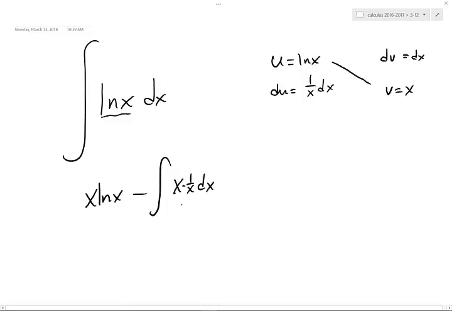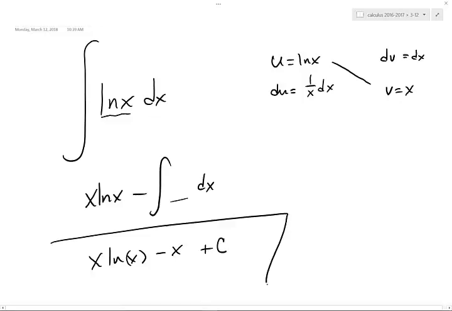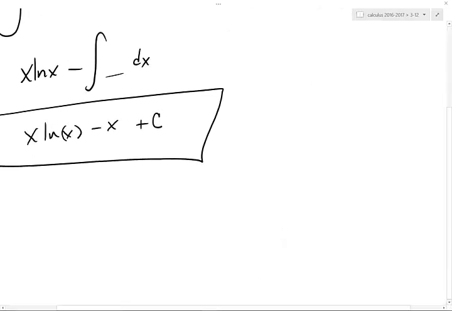What happens to the x times 1 over x? It's just 1. What's the antiderivative of dx? X. Ta-da! That, my friend, is the antiderivative of ln of x. That's not very difficult, is it? No. Could you prove it's right, Mr. Grimm? Probably. Would you like me to try?